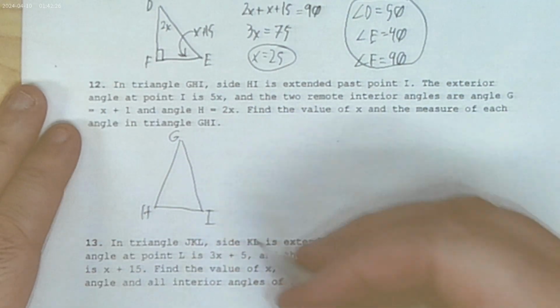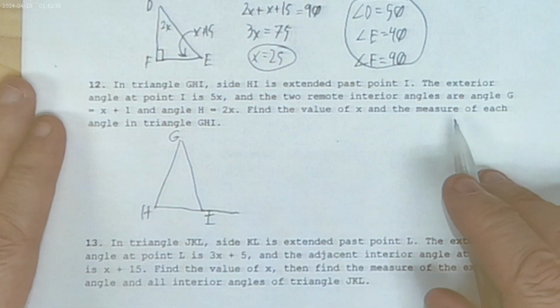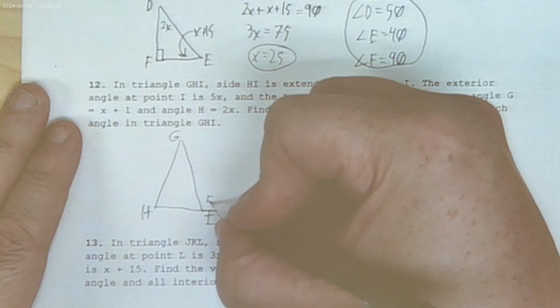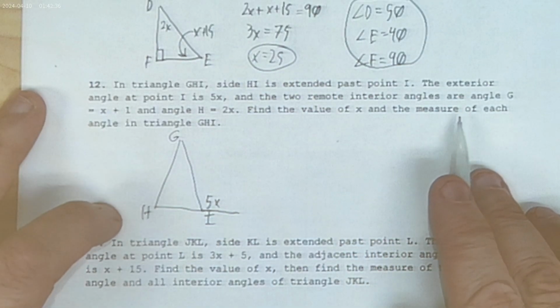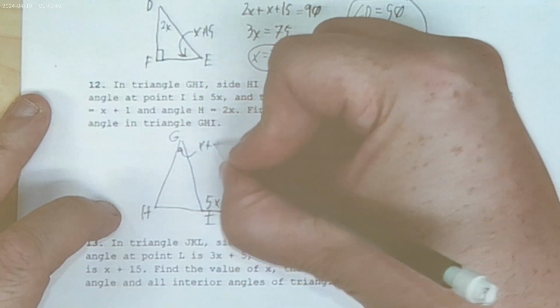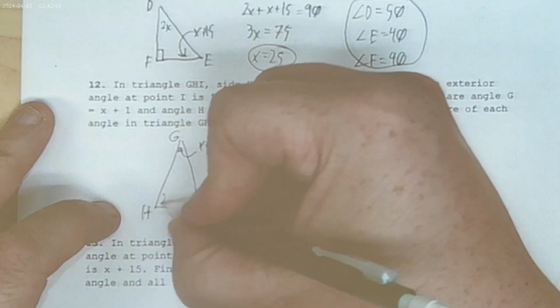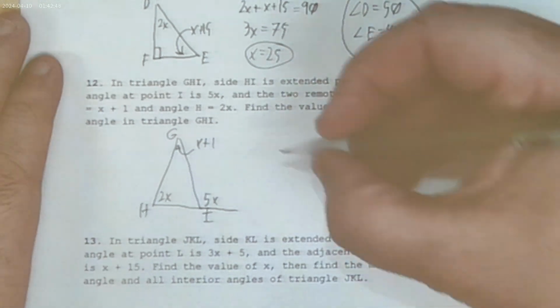Side HI is extended past point I. Alrighty. The exterior angle at point I is 5x. The two remote interior angles are angle G equals x plus 1, and angle H, which is 2x. Find the value of x and the measure of each triangle. Well, that is just devious.